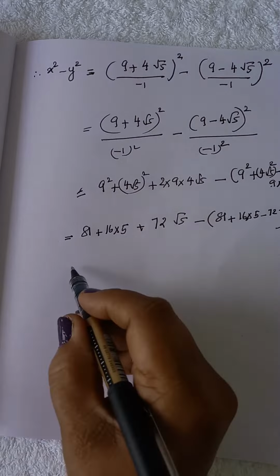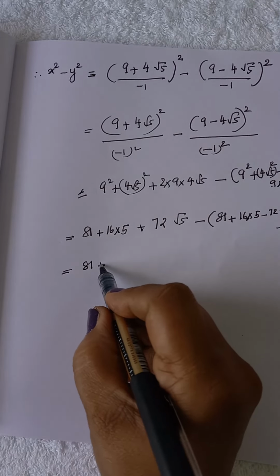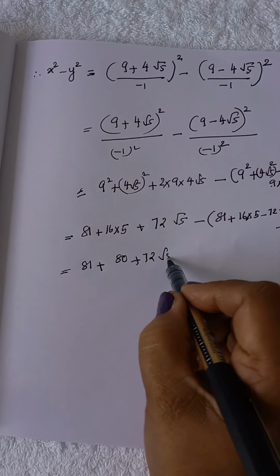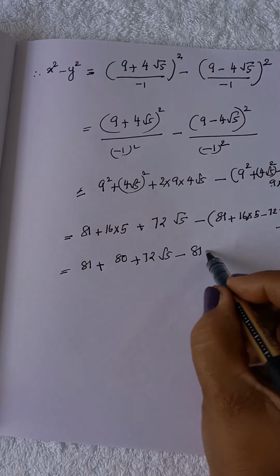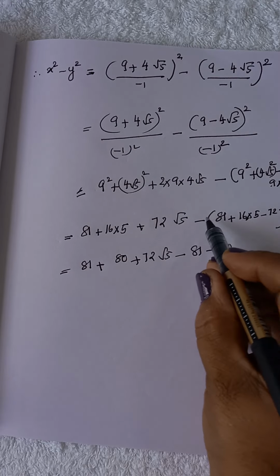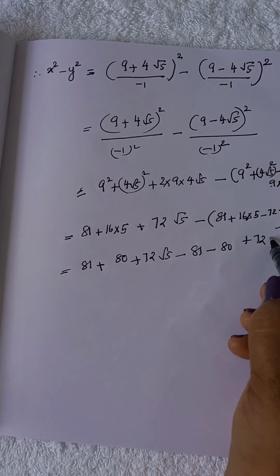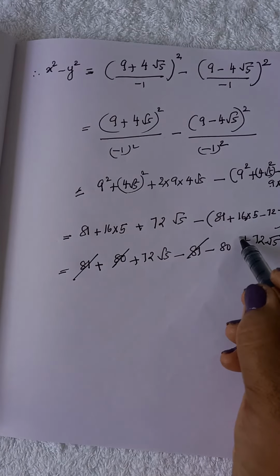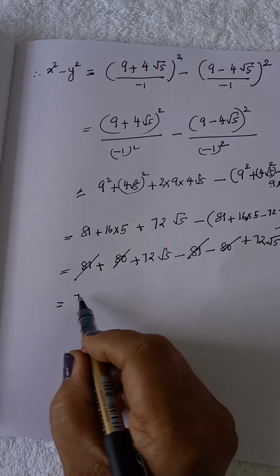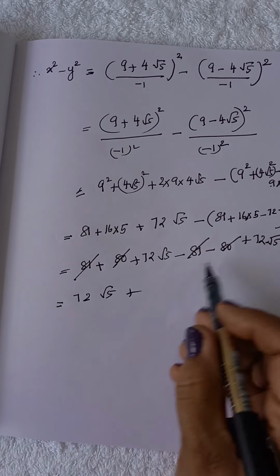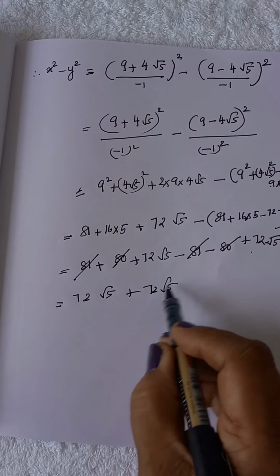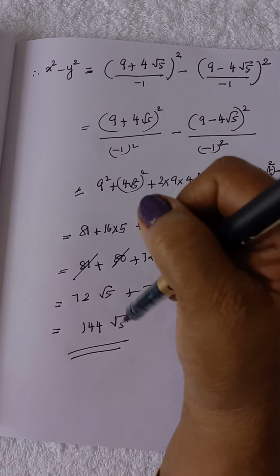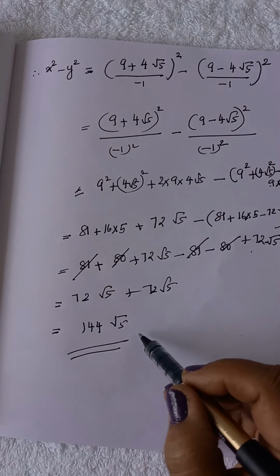Then this is equal to 81 plus 16 into 5, that is 80, plus 72 root 5 minus, we can distribute, 81 minus 16 into 5 is 80, minus into minus is plus 72 root 5. Now 81 and minus 81 we can cancel, 80 and minus 80 we can cancel. So what is remaining? 72 root 5 plus 72 root 5. 72 plus 72, that is 144 root 5. So this is the answer. So x square minus y square is equal to 144 root 5.